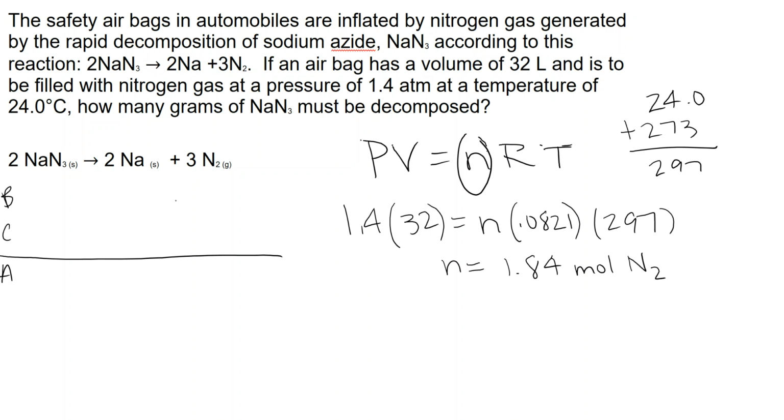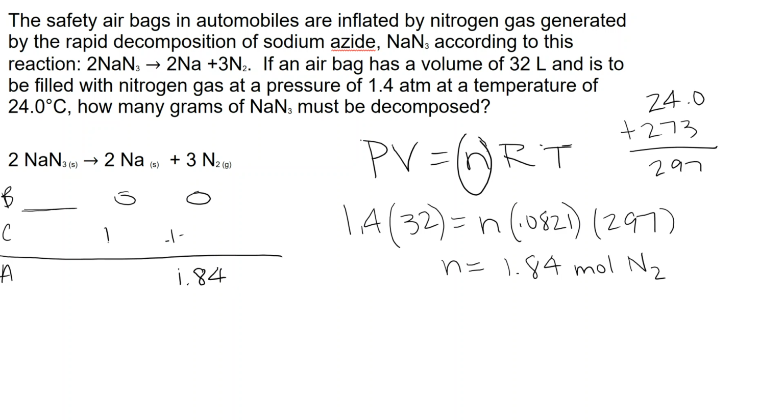Reminder when you're starting your table that your products always start as 0. And the beginning number, the number in the before section for the NaN3, that is the number that we are looking for. That's what we're trying to solve. We were given 1.84 moles of N2. That's the number we solved for already in our ideal gas law. So in our BCA table, that goes in the after row, 1.84 moles.